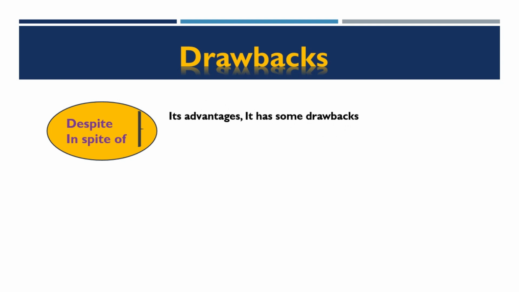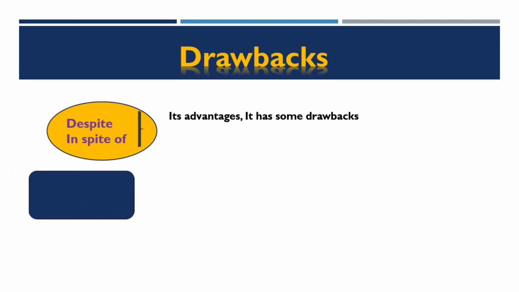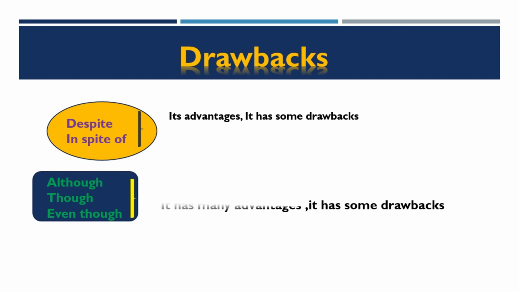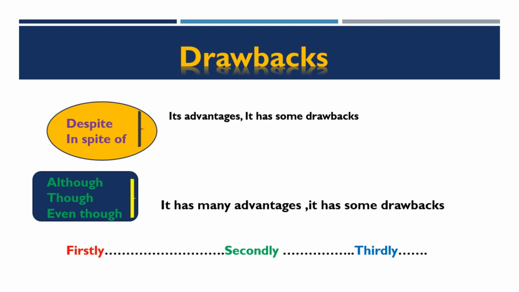The same for drawbacks. You begin by despite or in spite of its advantages, it has some drawbacks. Or although, though, even though it has many advantages, it has some drawbacks. And you give, okay, the first drawback, the second, and the third, and explain these drawbacks.